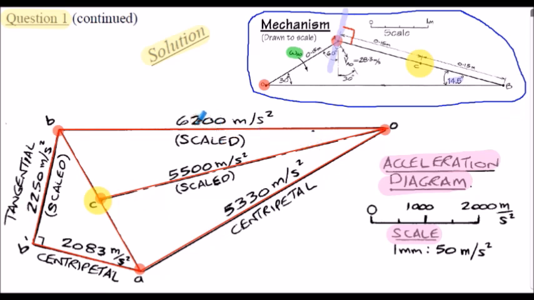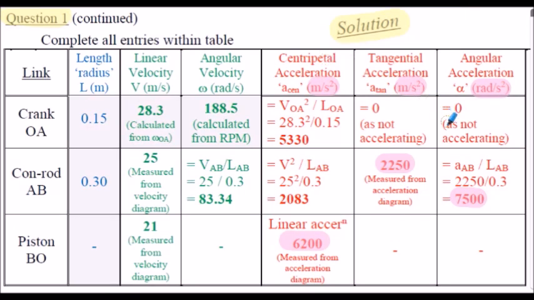And then we will simply measure the various lengths of the vectors here to find the accelerations of the unknown quantities using the scale provided. So here's a conclusion of question one, showing the completed table with the final measured accelerations now added to the table.